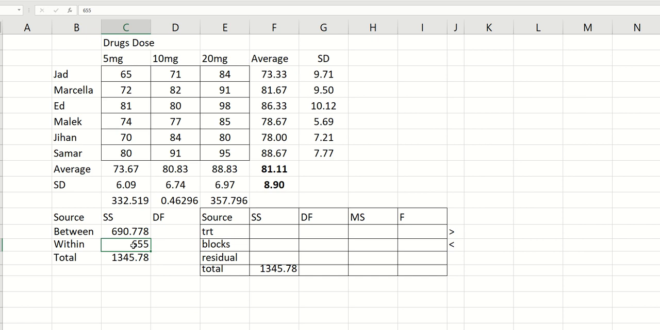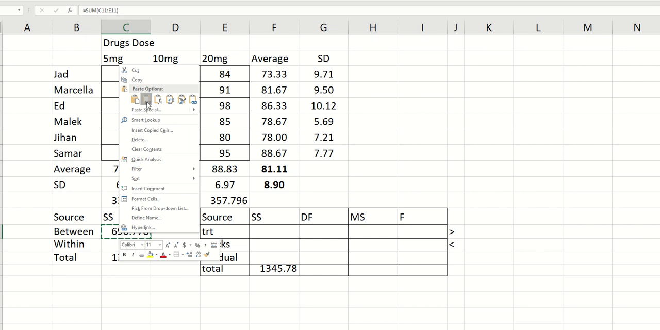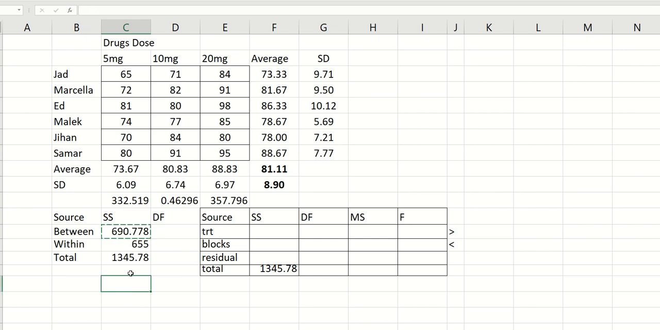690.1.778, that's the between. Okay, and we're done. Again, I'm just going to copy and paste so that we don't lose it. Just a verification: if you were to take the between and add it to the within, you should get exactly what we had for the total. So it's working perfectly fine.